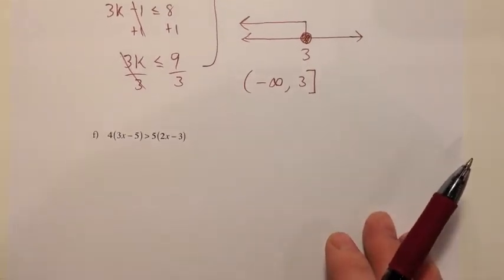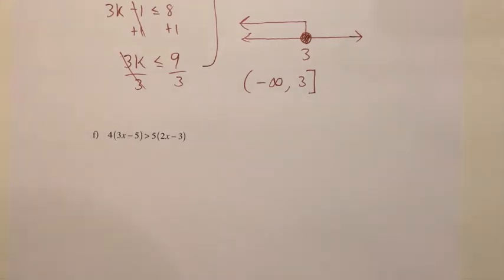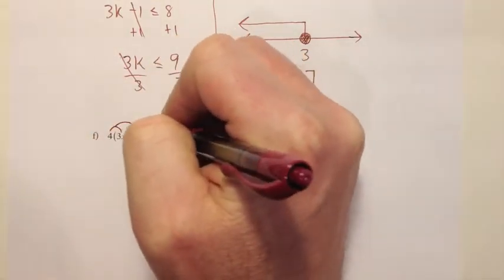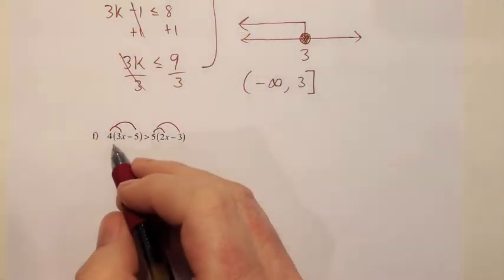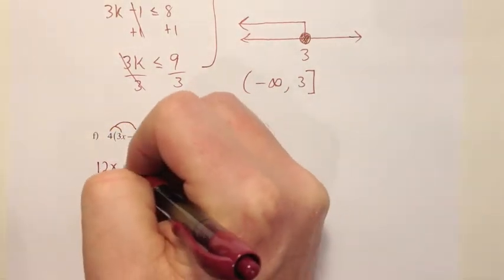Alright, let's go ahead and look at one more on this page. This one just has a little bit more simplification to do. When we have parentheses, I would start off by using the distributive property to clear those. So distribute the 4, 12x, and 4 times negative 5 would be minus 20.